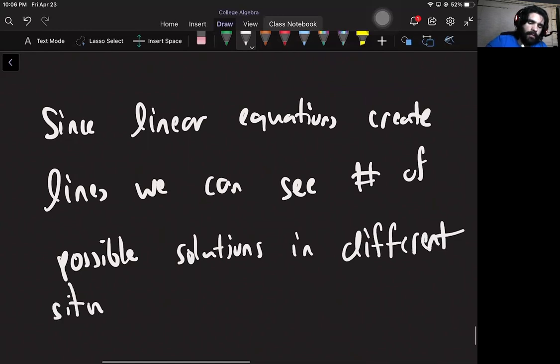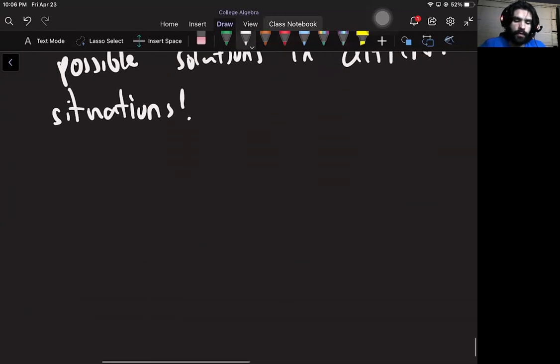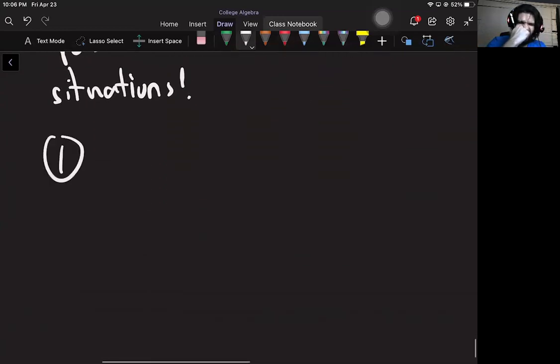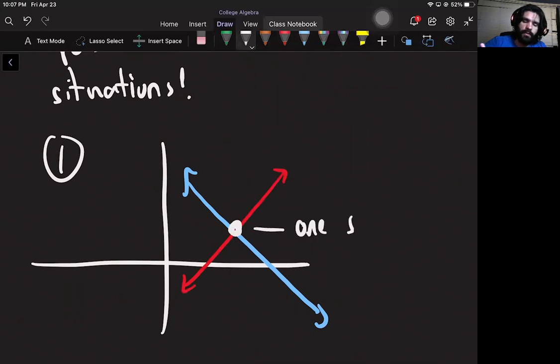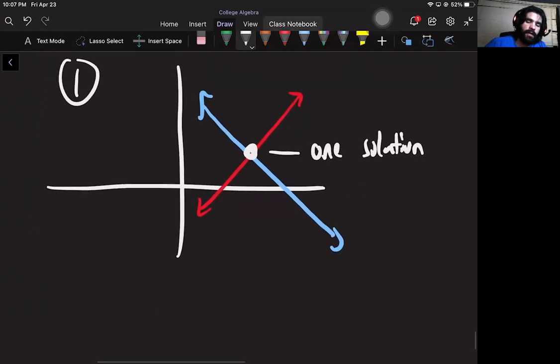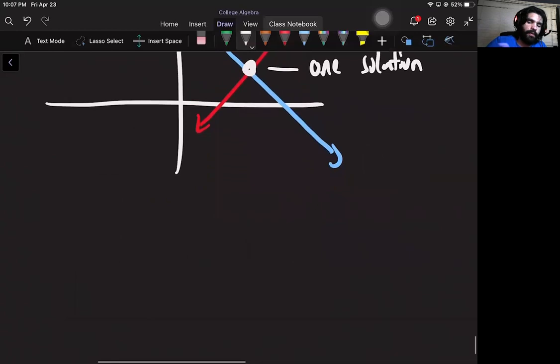So right now, we've only seen one situation. And that's if this system has two lines and they cross at a single point like this. So this is the only solution because two lines can only cross once. But there are weirder things that could happen. So that's one case. What else could happen that's a bit weirder?